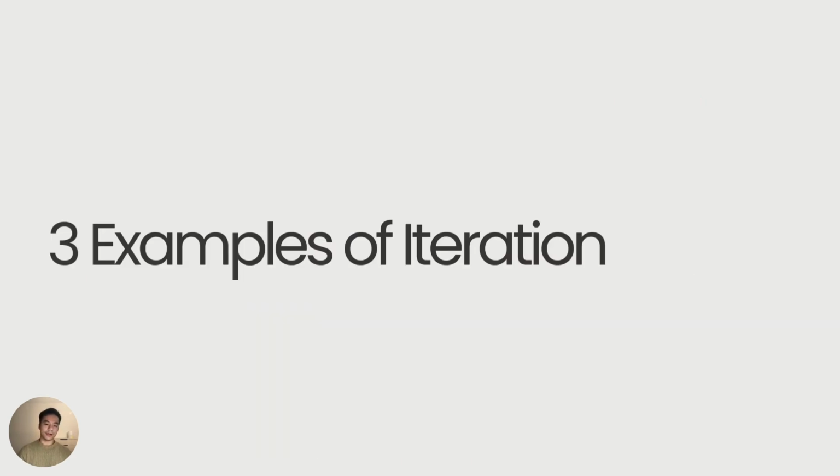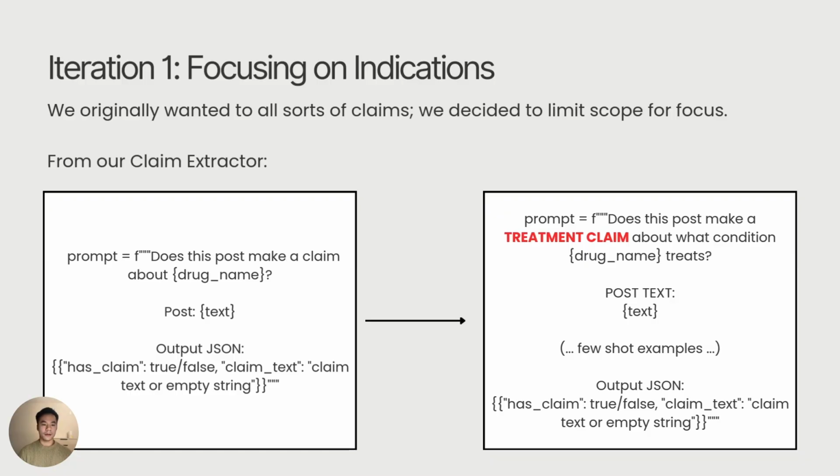So we actually iterate on our initial design quite a bit based on testing from a holdout development set, and I'm just going to walk you through 3 examples of how we iterated. First, we originally wanted to handle all sorts of claims, but we decided to limit our scope to focus on claims about the indication of the drug.